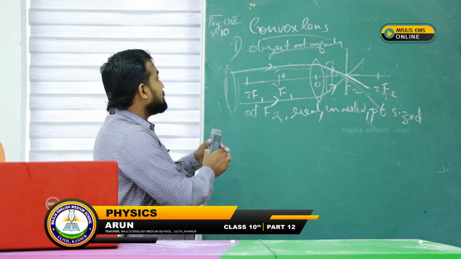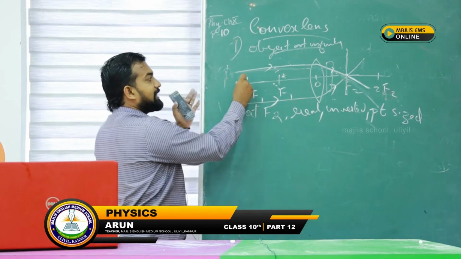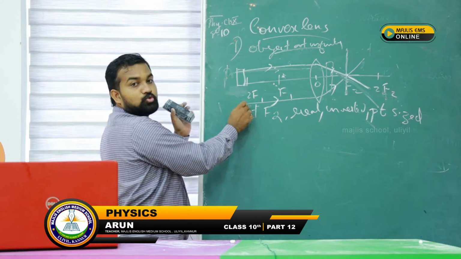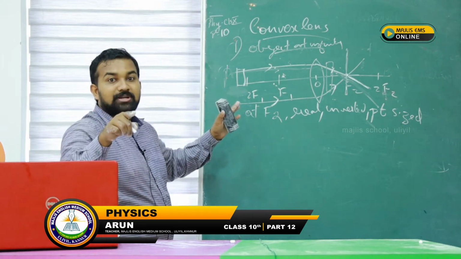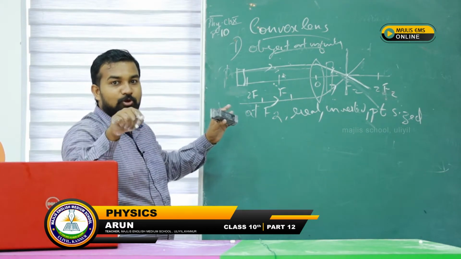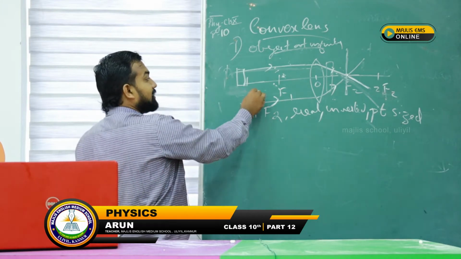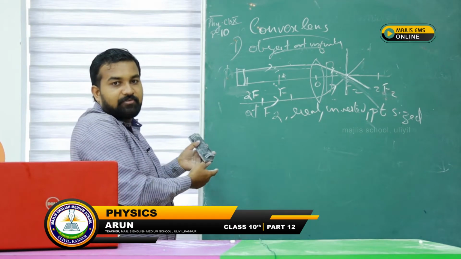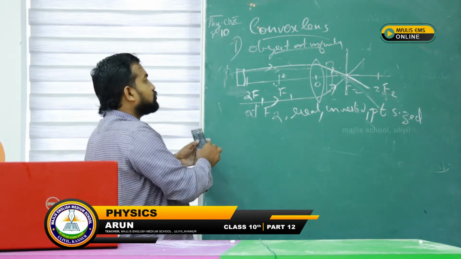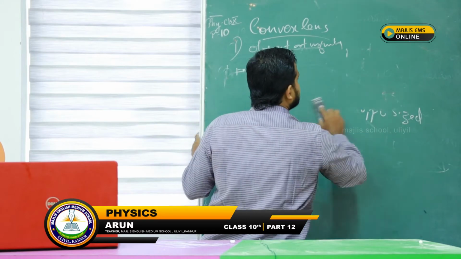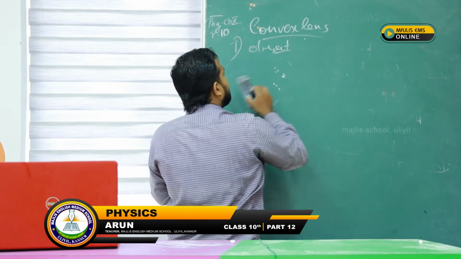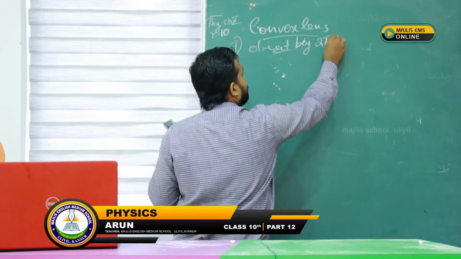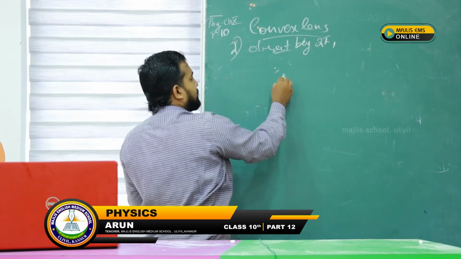Now I will take the object from infinity and keep it near F2. That means beyond C. We have discussed near C or beyond C there, but here it is beyond 2F1. C means center of curvature. Here the center of curvature is 2F1. Okay, beyond 2F1 I will keep it. Second case: object beyond 2F1. So what will happen?